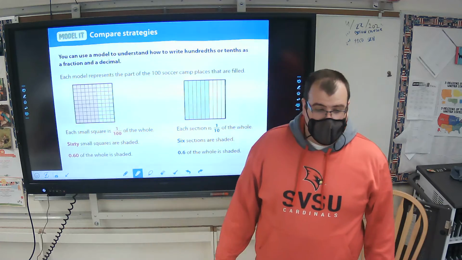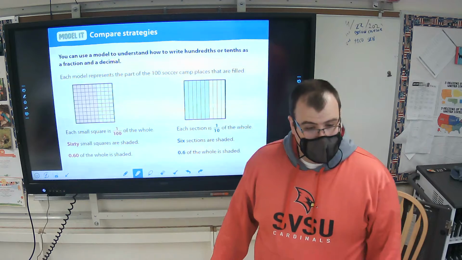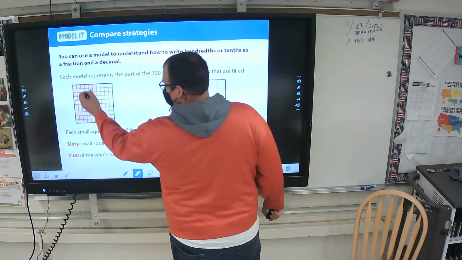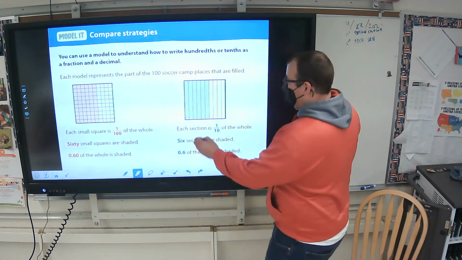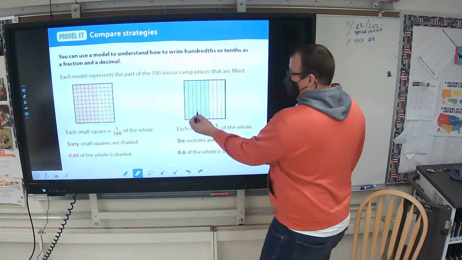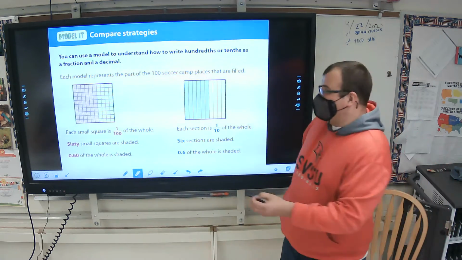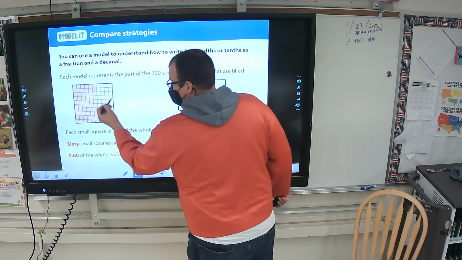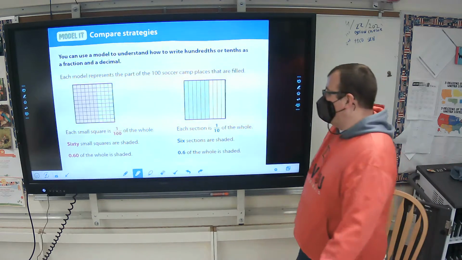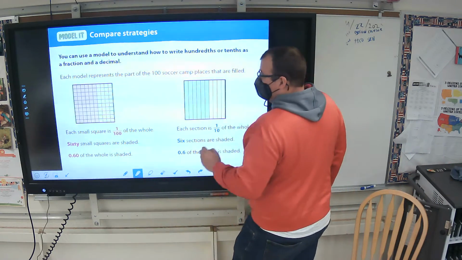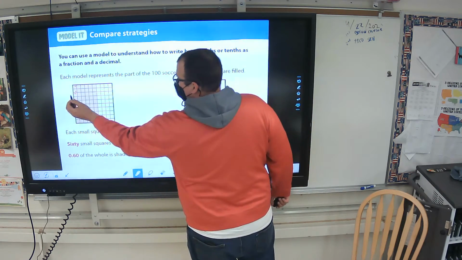Now, can we divide that into a smaller group? Yes, because they're each a column, right? How many is in each column? 10. So can't we just make each column a piece, so we divide 100 into 10 pieces, right? It's the same square, and really there's the same amount of places, but we just divided it by 10. So each small square is 1/100th of the whole, right?